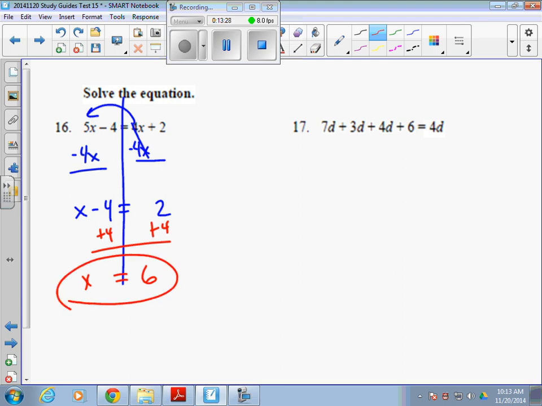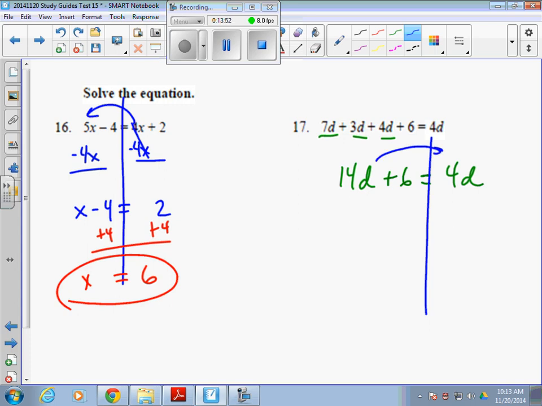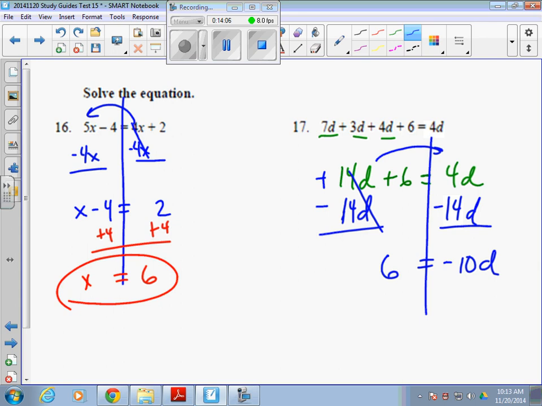Before you can undo any operations on 17, you have to combine 7D, 3D, and 4D. 7 and 3 is 10, plus 4 is 14D. Plus 6 equals 4D. Normally, we have variables on both sides, and we would bring our variables to one side by bringing the smaller 4 over to the larger 14. But since there's a constant term, 6, in this case, it's going to be easier if we bring the larger 14, positive 14D, over by subtracting 14D. If we subtract it there, do it here. 4D minus 14D is negative 10D. This is going to go away, and we're going to have 6 on the left.